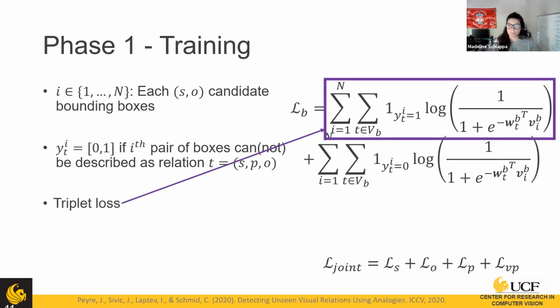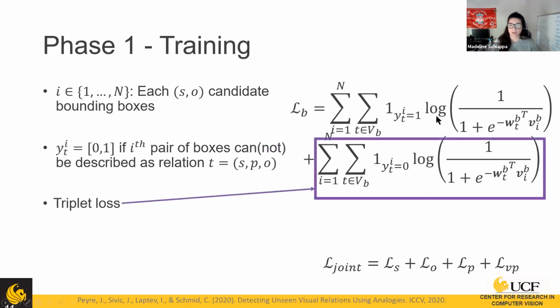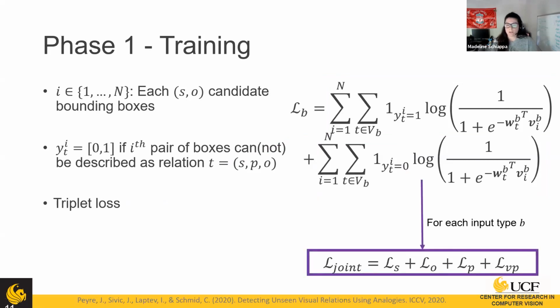As mentioned, this is a triplet loss, so we're comparing to positive samples here, trying to minimize that distance, and looking at negative samples here, where we're trying to maximize that distance. We calculate this loss for each input type B, so we do this for subjects, objects, predicates, and the visual phrase as a whole, and that becomes the final loss function for this phase.